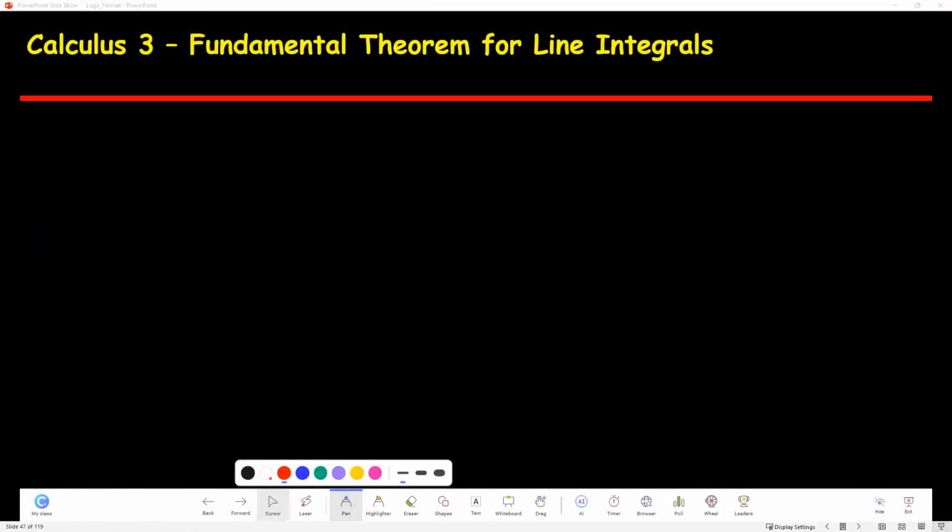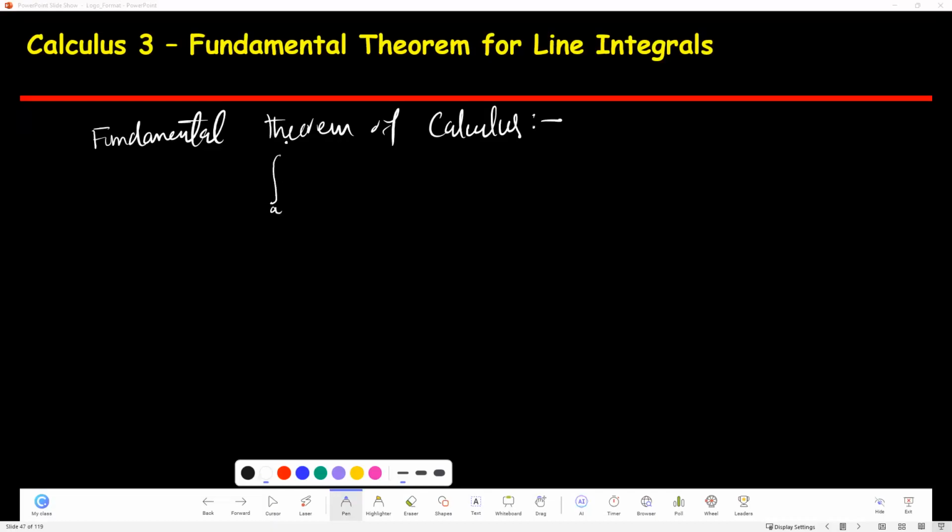We talk about the fundamental theorem of calculus. What this theorem says is, if you have limits given from a to b, and I take the integral of a differentiable function, it is going to be equal to the function evaluated at b minus the function evaluated at a. This is pretty much the foundation for the fundamental theorem for line integrals. This is how it works.